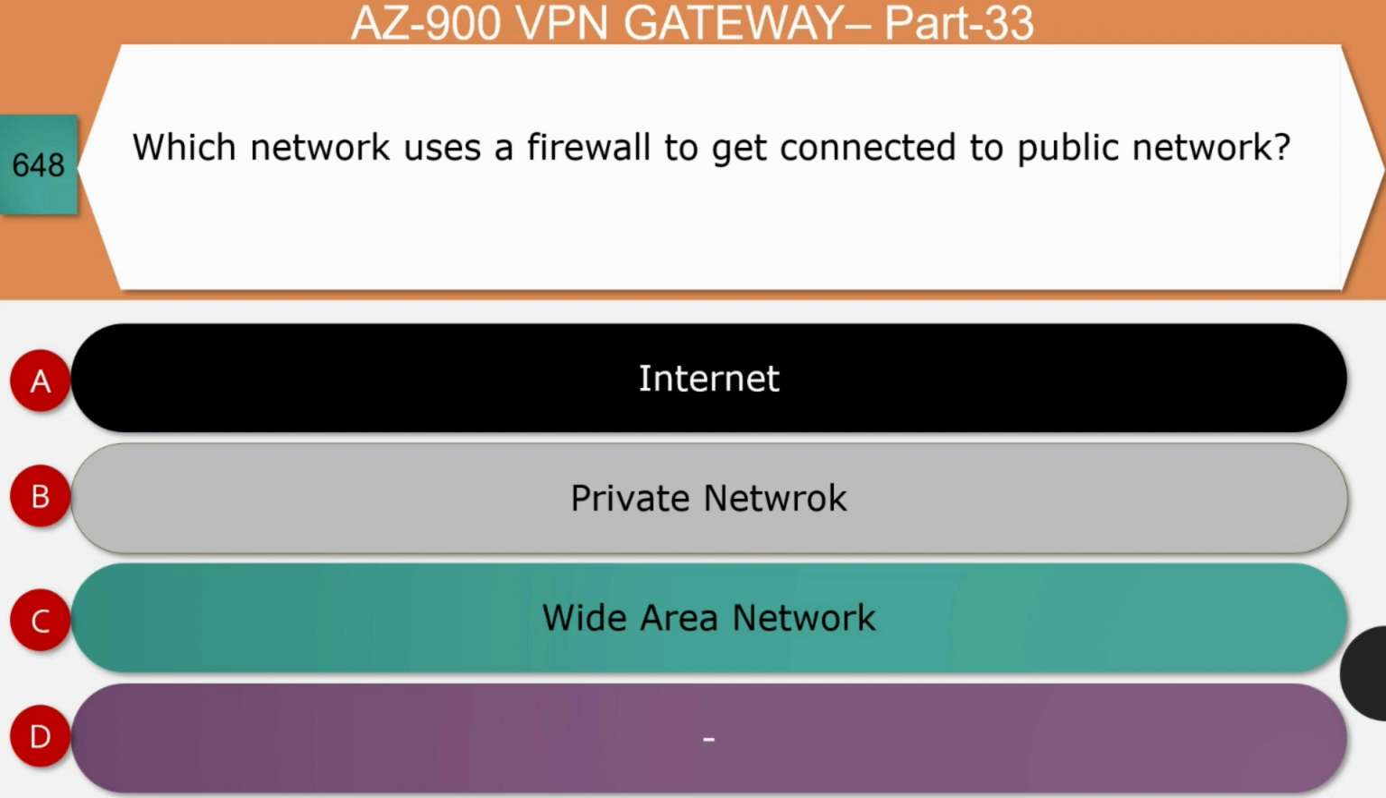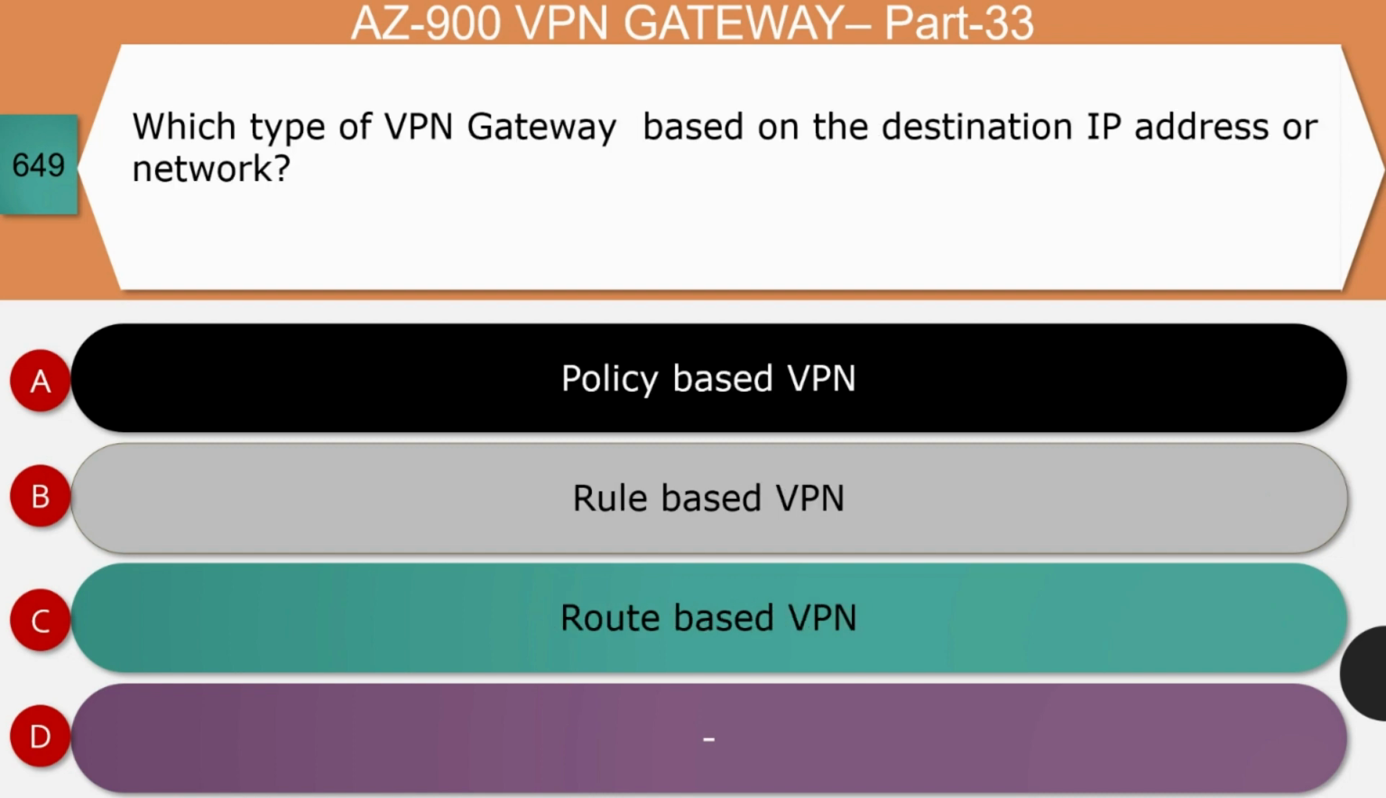Next question, which network uses a firewall to get connected to a public network? Is it internet, private network, or wide area network? The right answer for this question is a private network. Here, a private network uses a firewall to connect to an external or public network. And also any connection from a public or private network has to go through the firewall with due authentication and authorization principles. And so the answer for this question is option B.